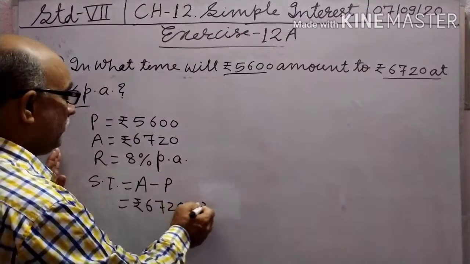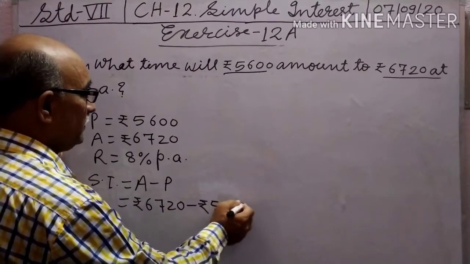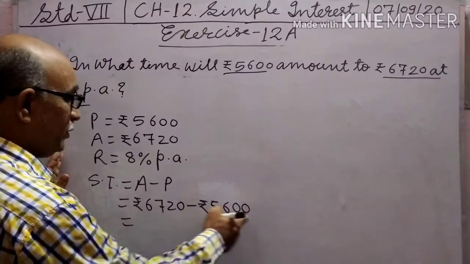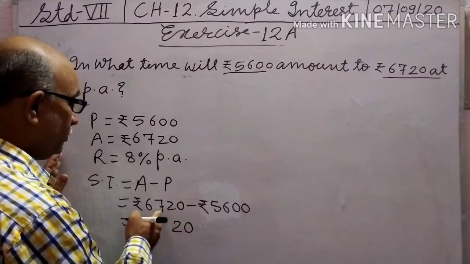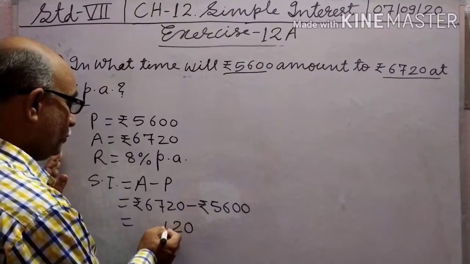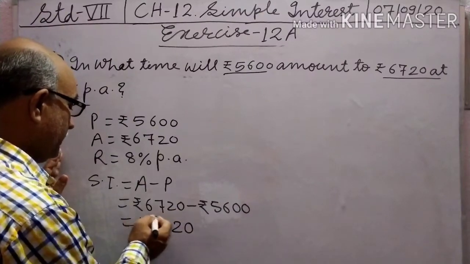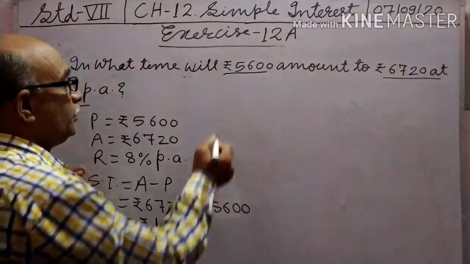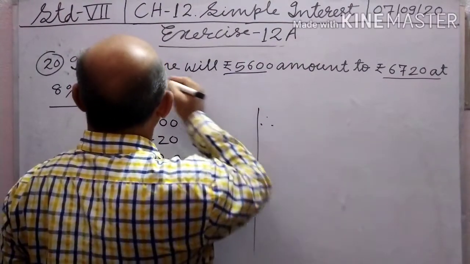A minus P equal to 6,720 minus rupees 5,600. 0 minus 0, 0. 2 minus 0, 2. 7 minus 6, 1. And 6 minus 5, 1. So rupees 1,120. Now find SI. Sorry.